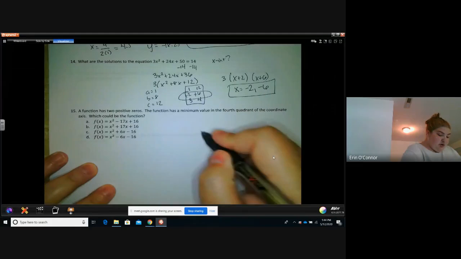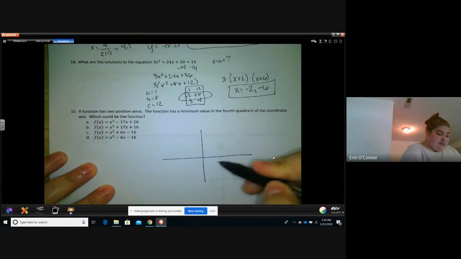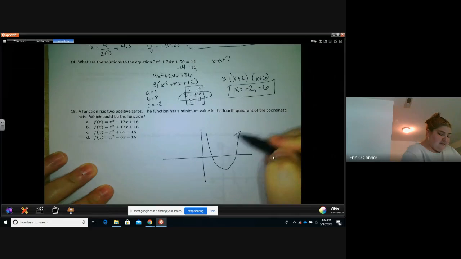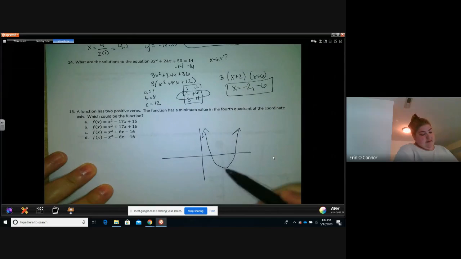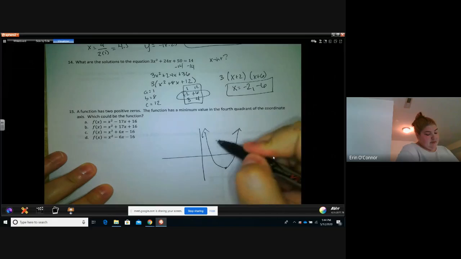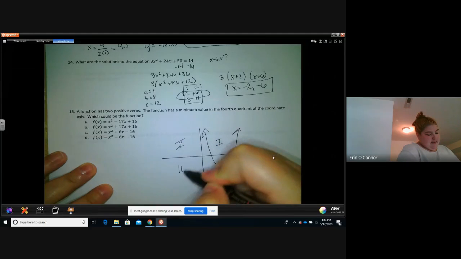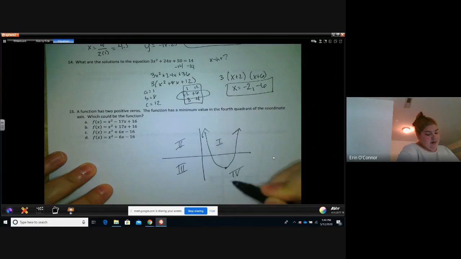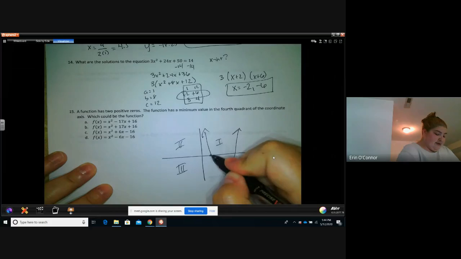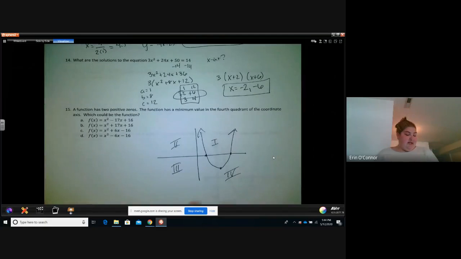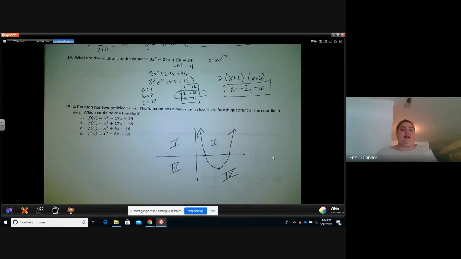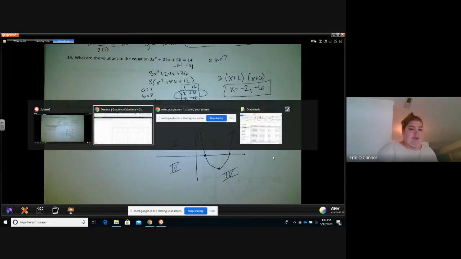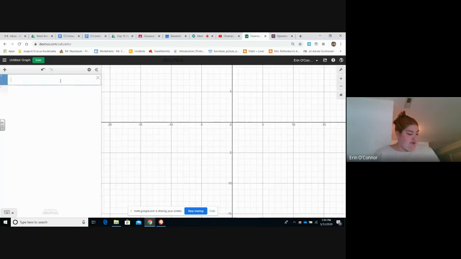So if I'm drawing this, this is going to have a minimum value here, and it has 2 positive zeros. So it should look something like this. The minimum value in the 4th quadrant, because this is 1, 2, 3, 4, and it has 2 positive zeros. Remember those zeros being the x-intercepts. These are positive because they're on the right side, and those are positive numbers. So let's put these in and see which one's correct.